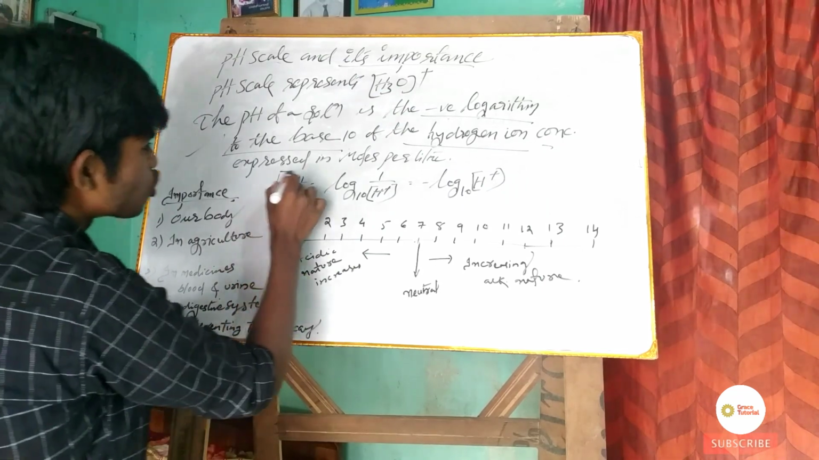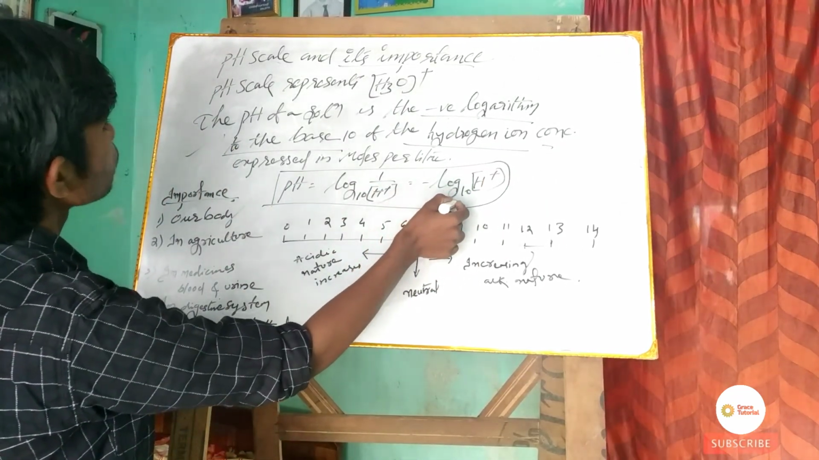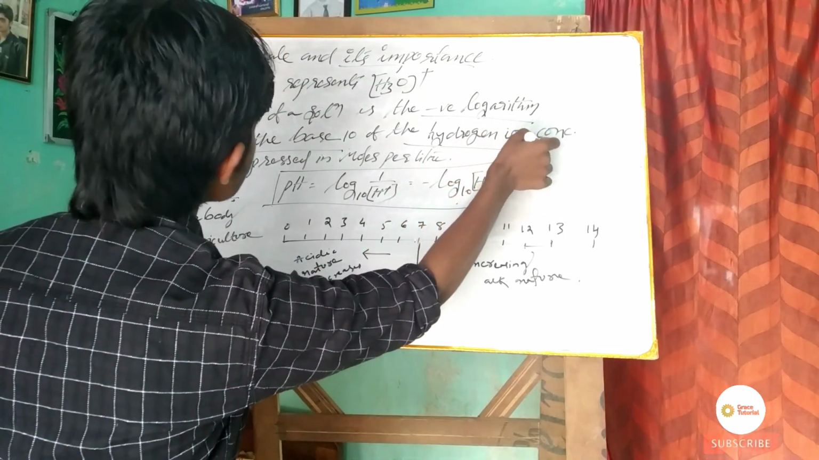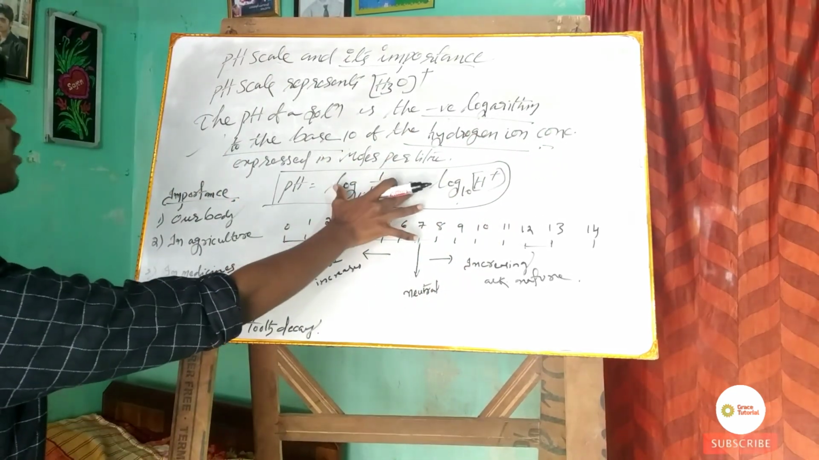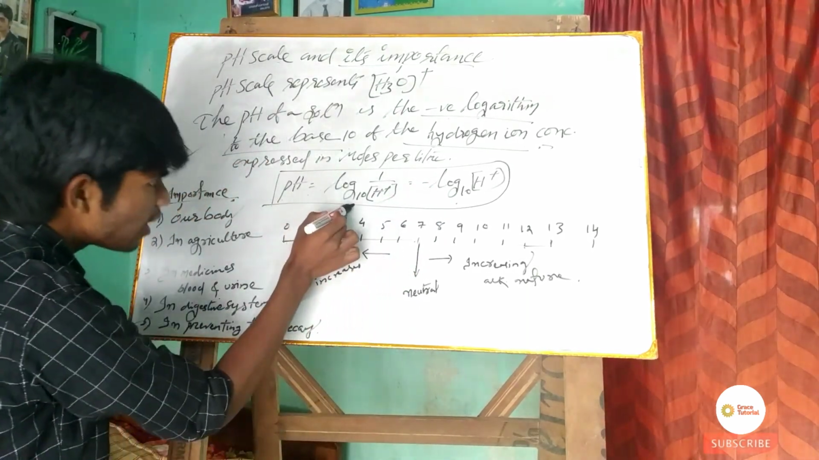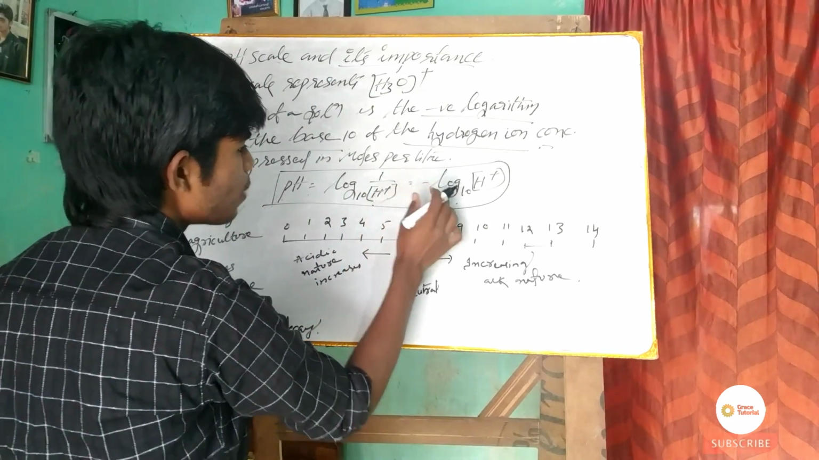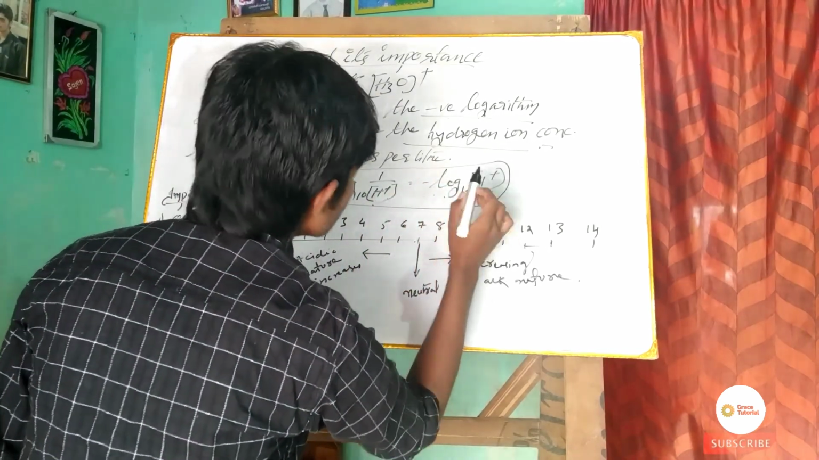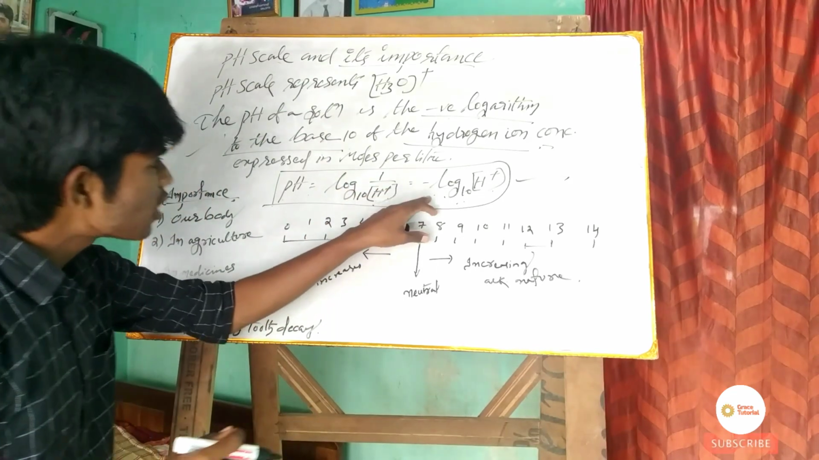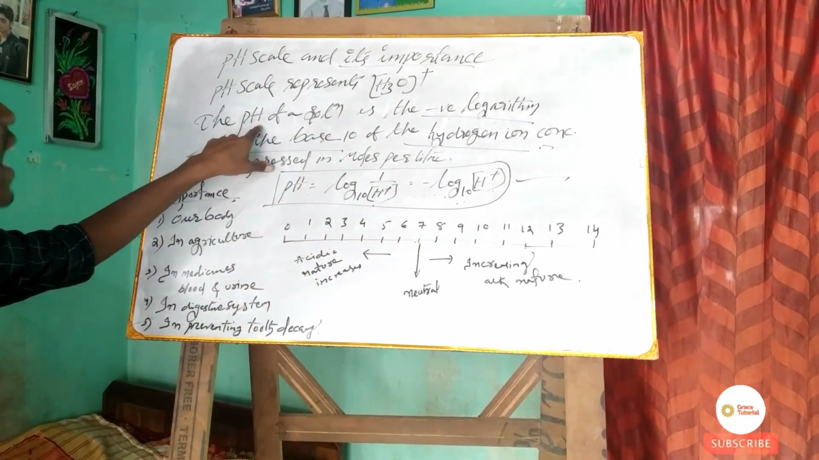That is the pH, that is the negative logarithm of the hydrogen ion concentration, which is expressed in moles per liter. That means pH equals minus log 10 of 1 upon H plus, and that can also be written as minus log 10 H plus. So the negative logarithm of the hydrogen ion concentration is what is basically called the pH.